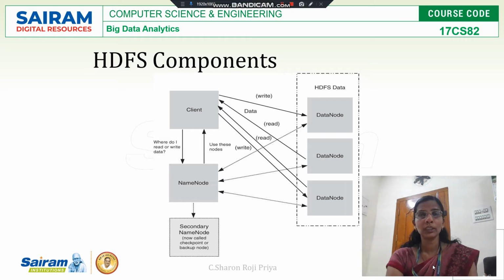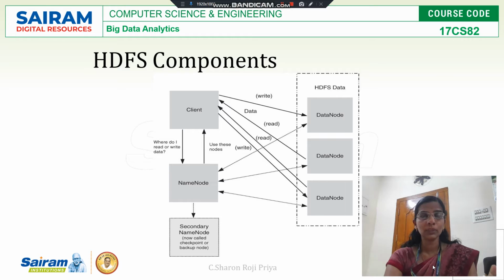But the data node just serves the read and write requests from the client. The rest of every operation is taken care of by the name node. So this is a master-slave architecture. And if you see this architecture, there is only one name node, and if this name node fails, the entire cluster will fail.